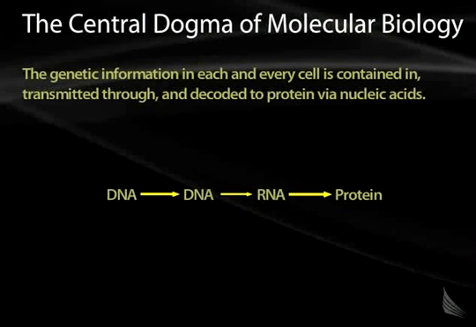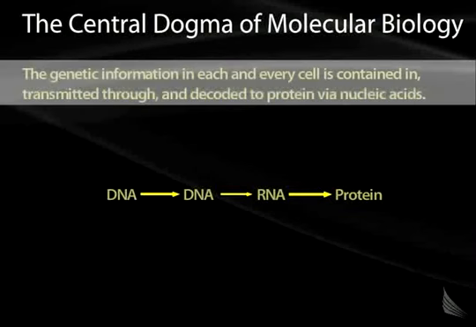The section on molecular biology is centered around what we call the central dogma of molecular biology. The central dogma is the theory by which we connect the genotype of an individual, that is, the contents of their DNA in each of the cells in their body, to their phenotype, which is the expression of that genotype in the function and the appearance of that person. The central dogma says that the genetic information in each and every cell is contained in, transmitted through, and decoded to protein via nucleic acids. And it's in that protein, then, that we see the phenotype in individuals.